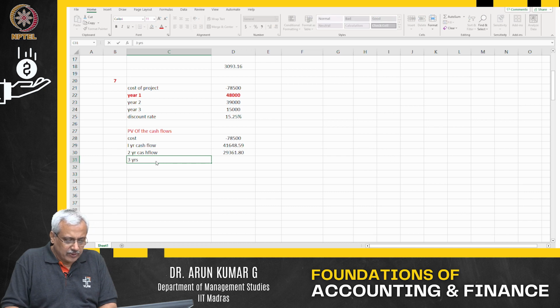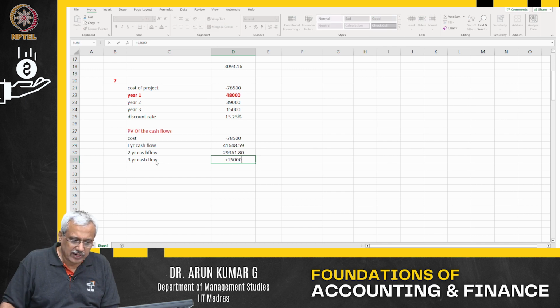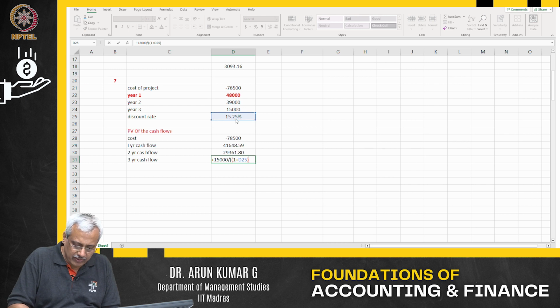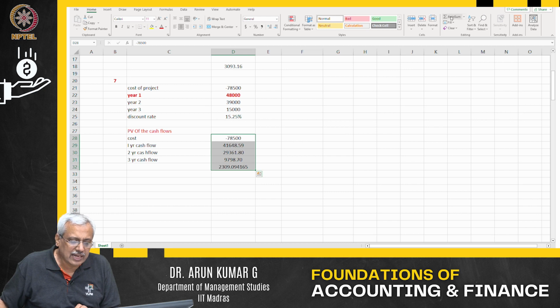Third year's cash flow. The third year cash flow is 15,000, divided by 1 plus this 15.25% to the power of 3, because I am going to get it at the end of 3 years. Yes, this is what it is. So, the 15,000 that I am going to get is worth only about 9,798 as of today.